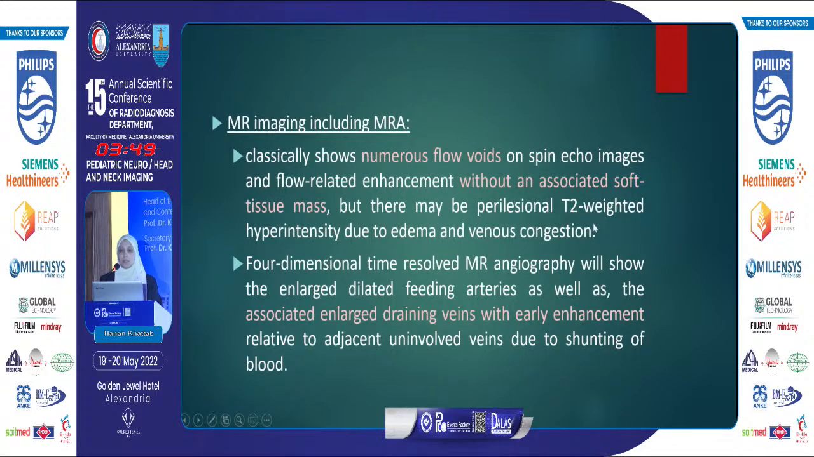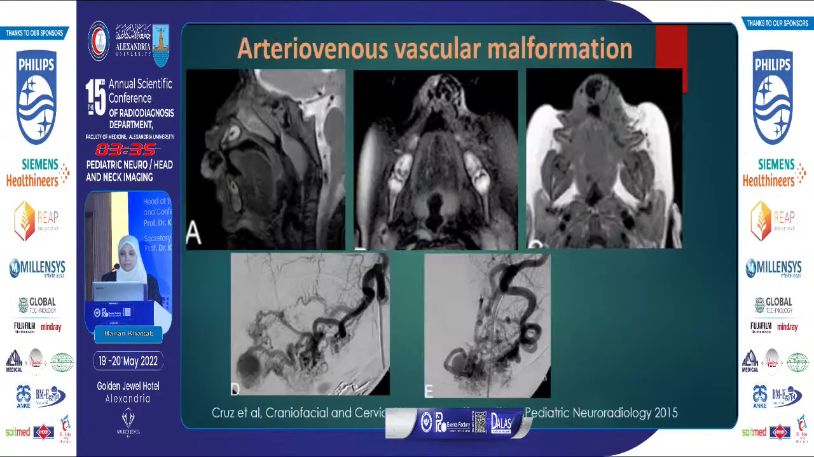There may be perilesional T2 hyperintensity due to edema and venous congestion, but no actual mass. MR angiography will show the enlarged dilated feeding artery as well as the associated enlarged early enhancing draining veins due to shunting of blood. This is an example of arteriovenous vascular malformation. Sagittal T2 weighted image with fat suppression shows multiple enlarged flow voids at the lower lip, also seen on axial image, with no associated soft tissue mass. Selective catheter angiography shows the enlarged dilated feeding artery as well as early enhancing abnormally filled dilated draining vein.